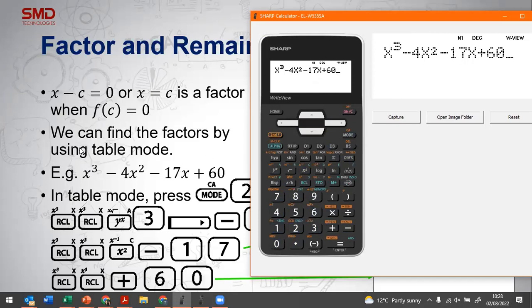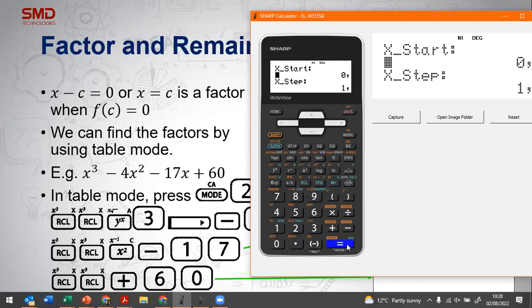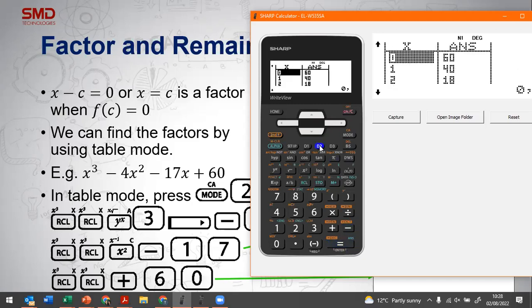So that's the same thing, right? And then we press equals. We're going to ignore function 2 for now, because I don't want to muddy the waters here. And then, of course, leave your start and your step at 0 and 1. Now, the factor theorem tells us that we are looking for where our answer is 0.